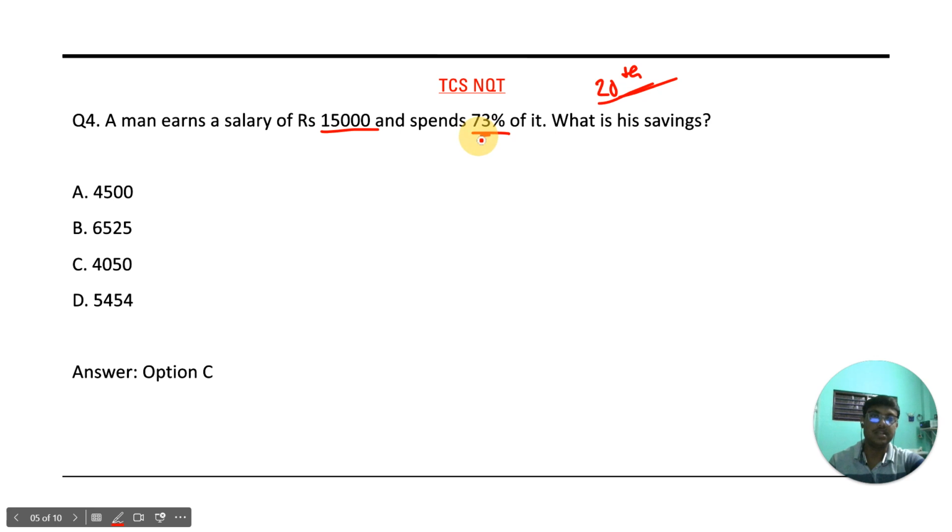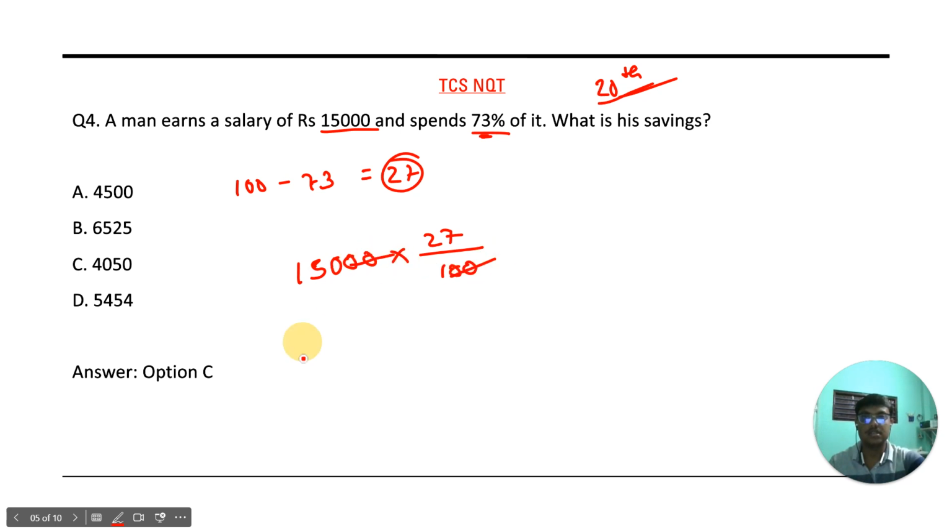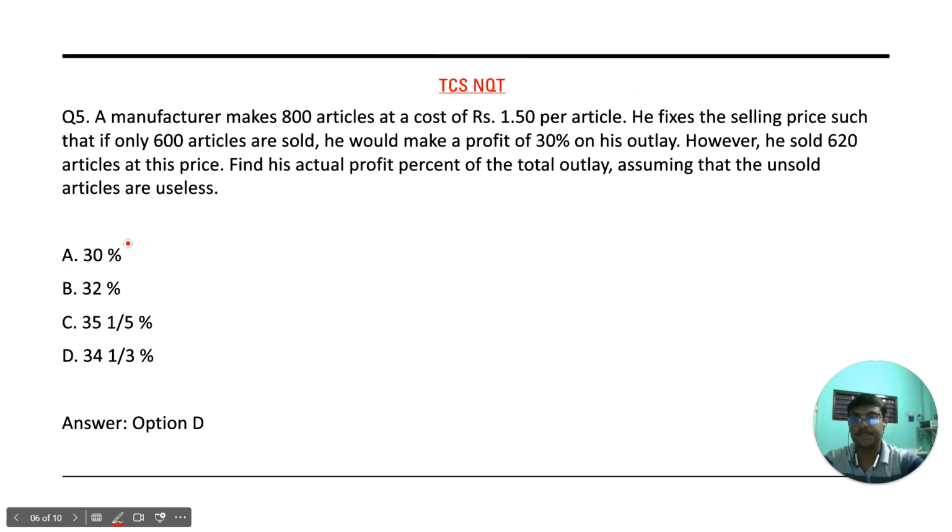Okay. So if he spends 73% of the salary, then the remaining is 27%. So this 27% is what his savings is. So we can calculate it as 15000 into 27 by 100. 2 zeros cancelled. So 1 last 0. 15 sevens are 105. 10 in hand. 15 twos are 30, 4050 is the answer. Okay, option C is the answer. It was a pretty easy question. Let's move on to question 5.